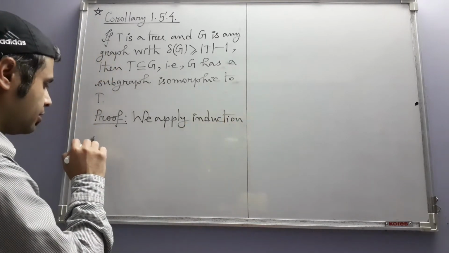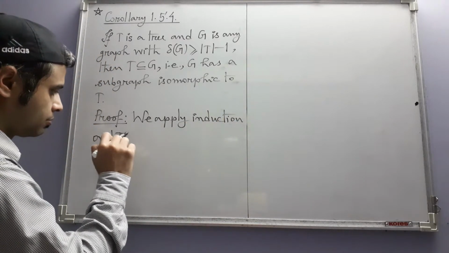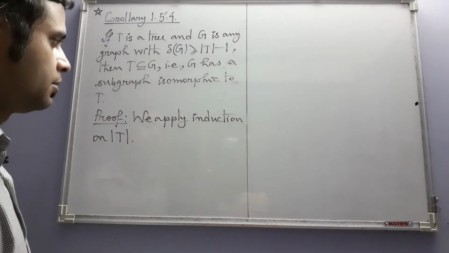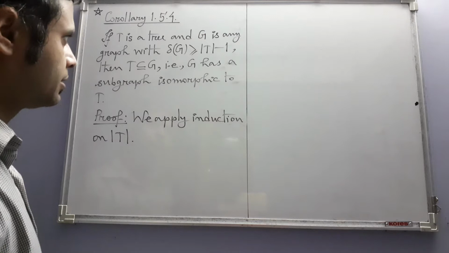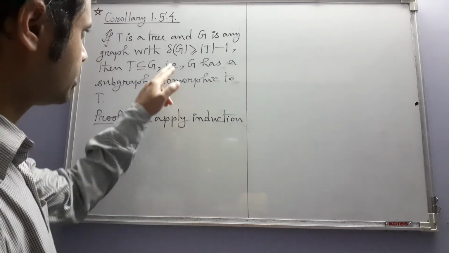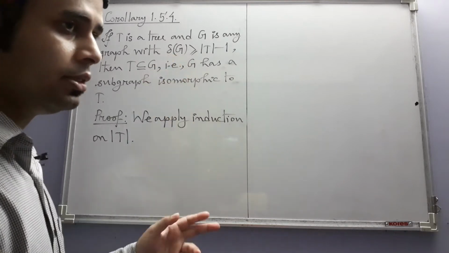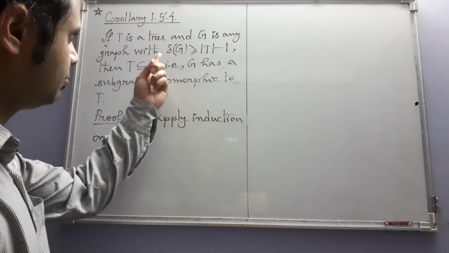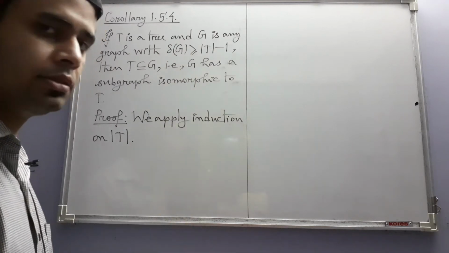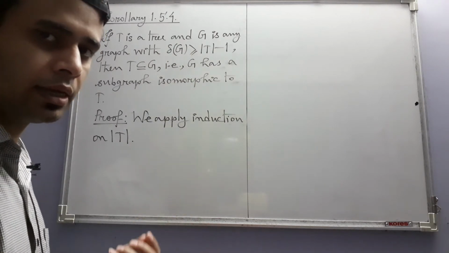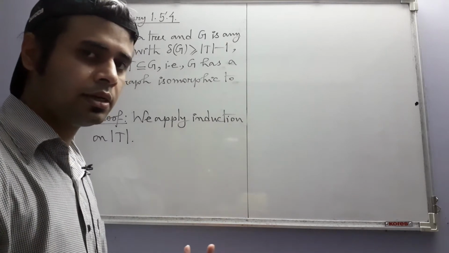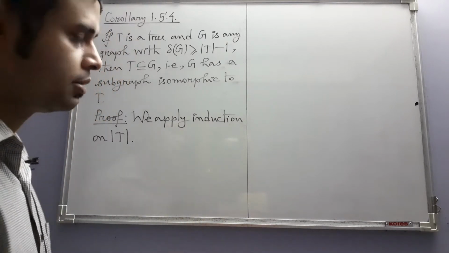We apply induction on the order of T. Now before we proceed, note one thing, that although it has not been mentioned explicitly in the statement, G is non-empty. The fact that we are mentioning the minimum degree of G means G is non-empty, because in the empty graph there is no vertex, and as such the empty graph has no minimum or maximum degree.